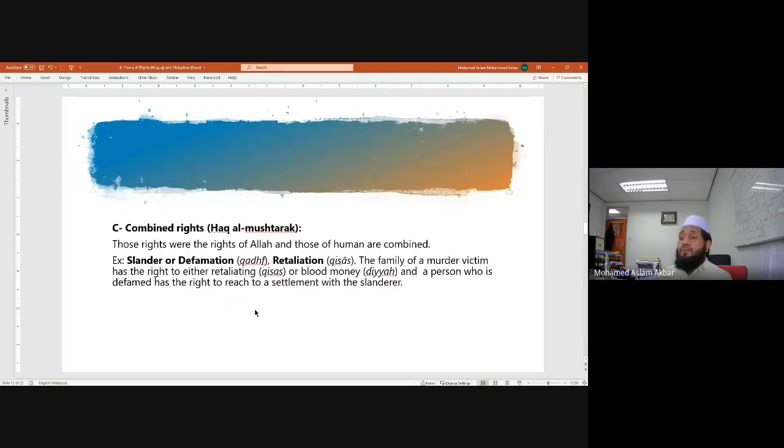And then we talked about, before this, the hukukun nas, the rights of humans. And before that, we talked about the hukukullah, which is the rights of Allah. So I think with this, I finish. The next one we'll talk about in the next class.